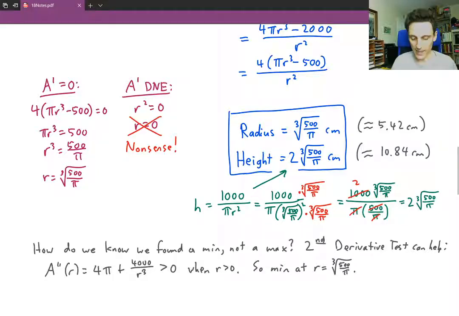So that's just a little double check. But again, you don't have to worry too much about checking using the second derivative test. Usually if you find an r or an x value, that'll be the one that's either the minimum or the maximum, depending on what your problem is asking for.